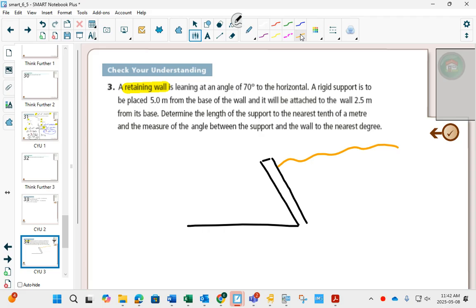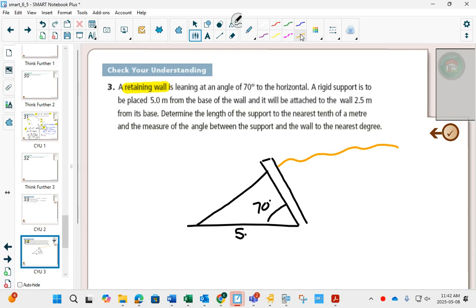But sometimes with retaining walls, the dirt is heavy, and they probably built it straight up. But over time, the weight of the dirt pushes it, and they tell us here that the angle between the retaining wall and the horizontal, here's the horizontal line, is 70 degrees. So this could be a problem because the whole wall could fall over. So what they do is they make a support. Here's a support to hold it up.